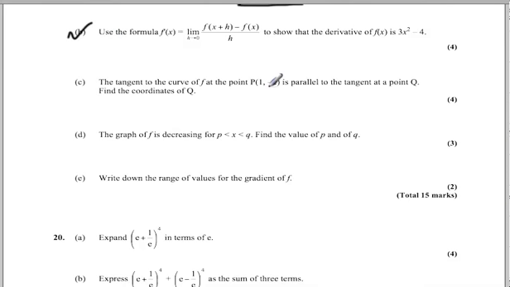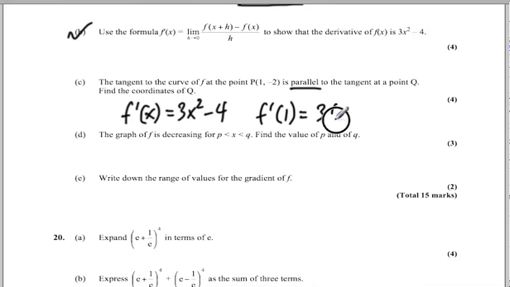The tangent to the curve of f at point P, (1, negative 1), is parallel to the tangent at point Q. Find the coordinates of Q. If something is parallel, it means it has the same slope. So first let's find the tangent. The tangent just means the slope. So this is the derivative, so let's find the slope. f prime of x is simply 3x squared minus 4. If we want to find the slope, we just have to plug in the x point. So f prime of 1 is 3 times 1 squared minus 4, which is 3 minus 4, equal to negative 1. So the slope is equal to negative 1.